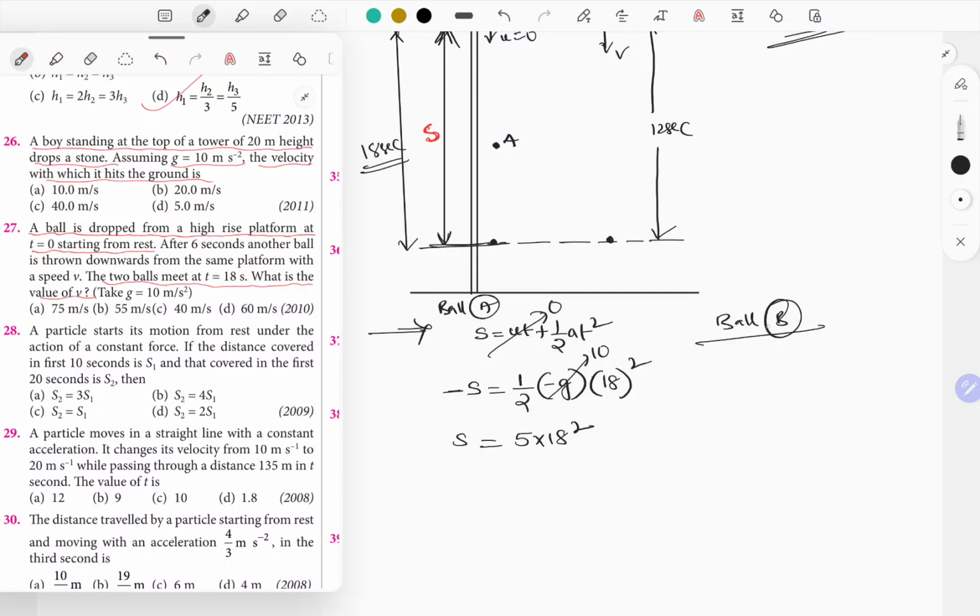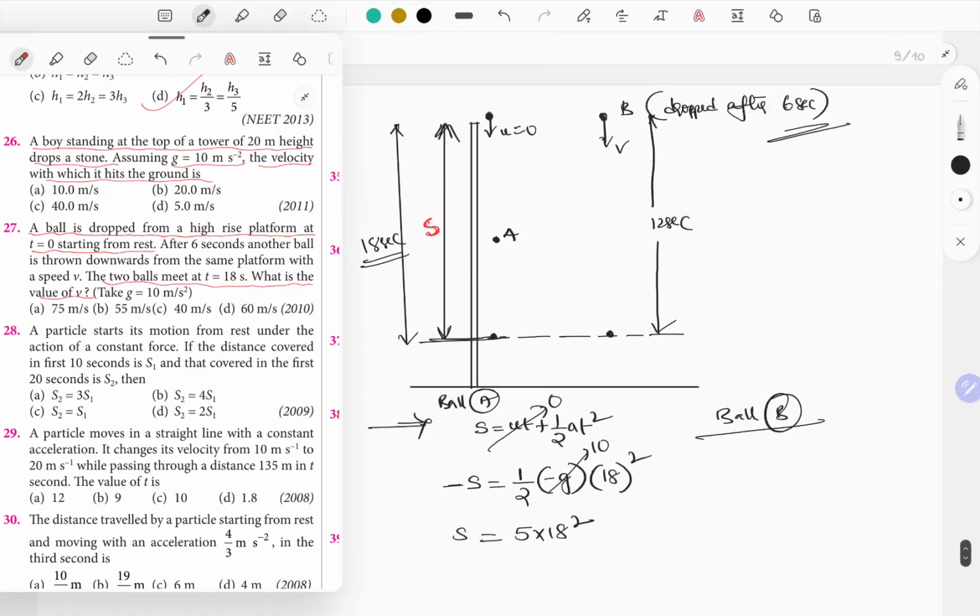So next, ball B travels 12 seconds. Even though it is traveling 12 seconds, the distance of travel is going to be the same. The time itself is different. One is being dropped, another one is being thrown from the same height, and they are reaching the same position. The only difference is the time difference. After dropping the first object, after 6 seconds, the second object is dropped. Whatever distance they travel is going to be the same.